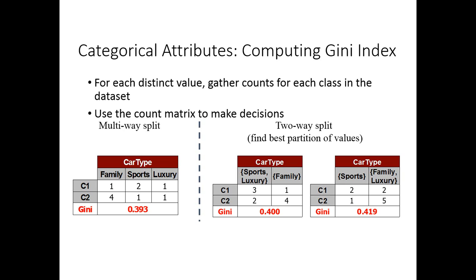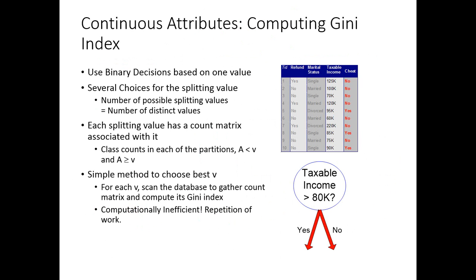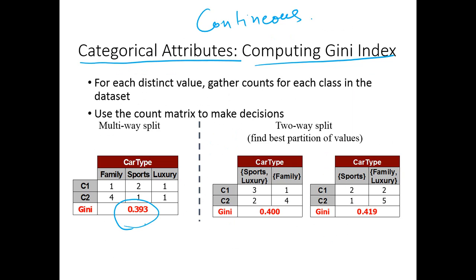We can also calculate Gini index for categorical attributes. We knew how to do it for continuous, but we can also do it for categorical cases. And there could be multi-way splits and two-way splits, like in the case of car type. That's the way you calculate a Gini index. You calculate the proportion and find it out. I won't go into the details of it, but yeah.